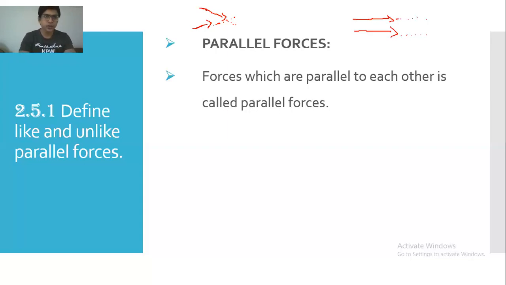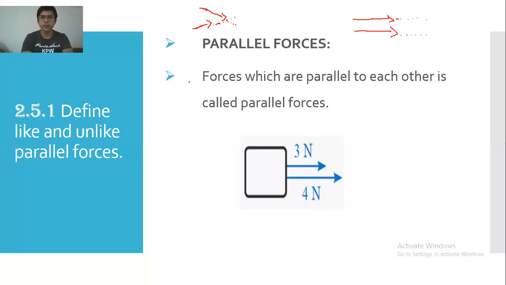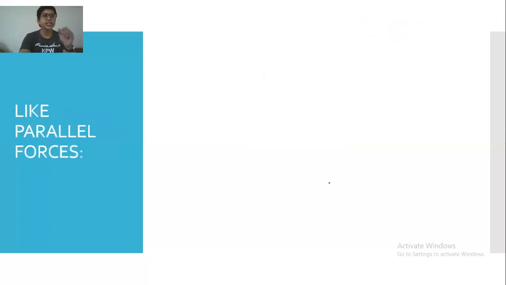Let's look a little further at an example. Let's suppose this is a box, and you are applying two forces on it. One force is 3 Newton and the other force is 4 Newton. As we are applying forces in a parallel direction, these forces are called parallel forces. Now let's move on to the next definition, which is like parallel forces. Here you have to look at the word like. Like means same.